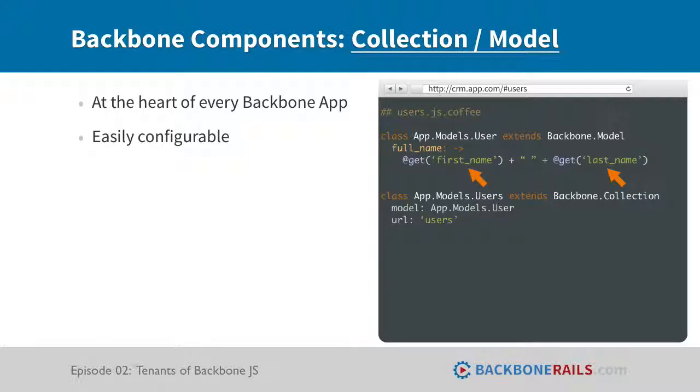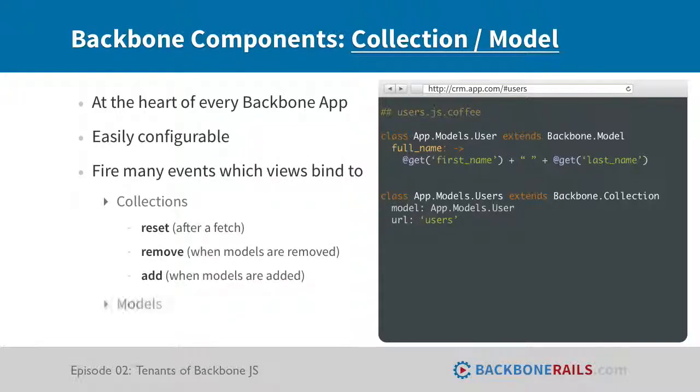Wiring up collections to models is also as simple as passing in the model property, which references the model's class. When we originally fetched these users, Backbone knew the server endpoint to call, that being /users, because we defined the URL property here. Models and collections are special in that they emit different events throughout their lifecycle. Collections fire a reset event whenever they're returned from the server, which is what we bound to in our collection view, and it's what added each of the item view instances.